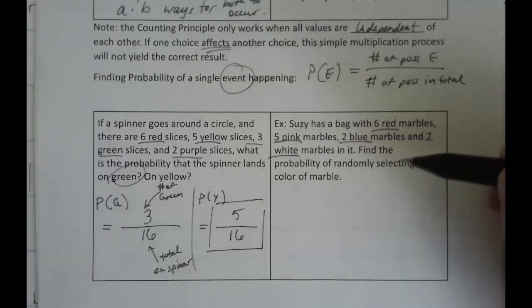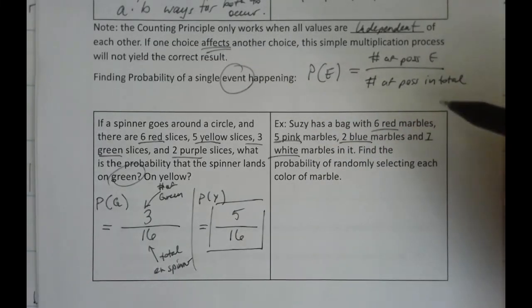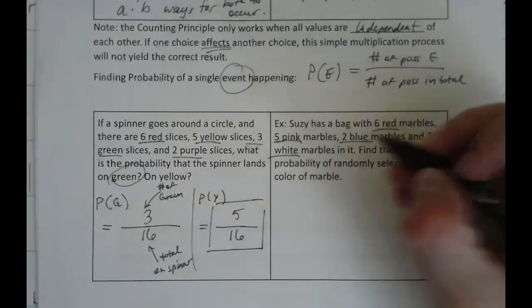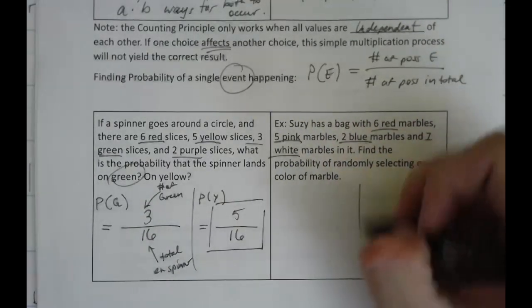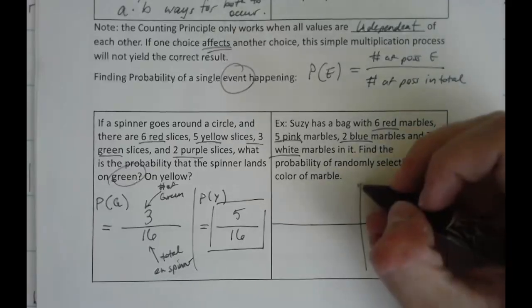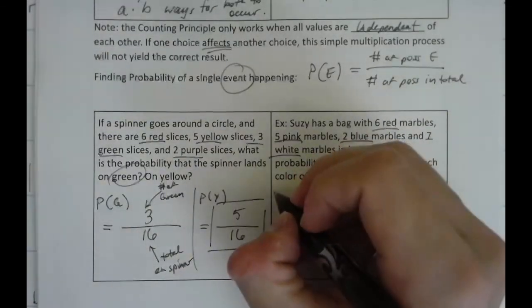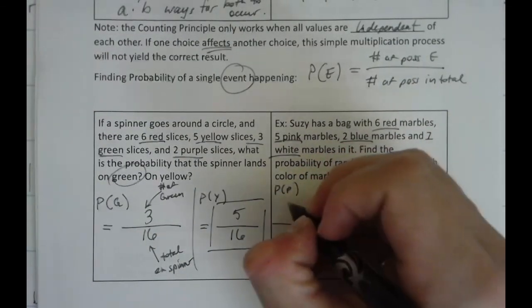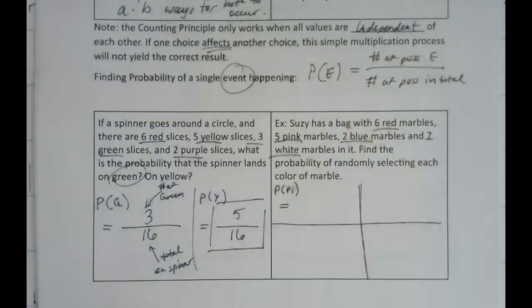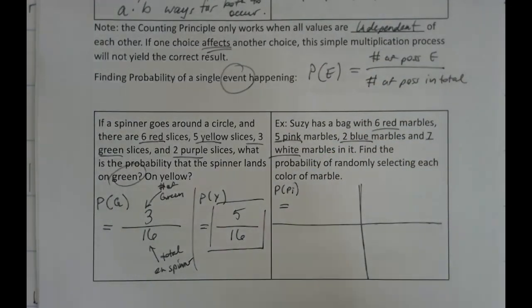Find the probability of randomly selecting each color marble. So there are 1, 2, 3, 4 possibilities. I'm going to divide my answers here into 4 spaces so I can do it on each. All right. The probability you get pink, and I shouldn't use P there. So PI for pink. Probability you get pink.